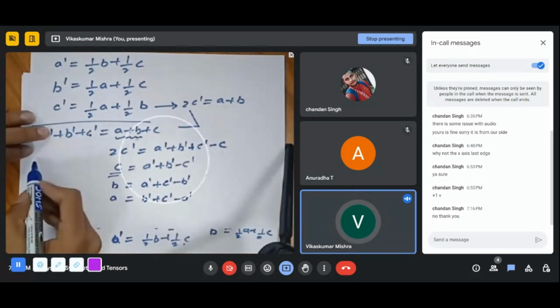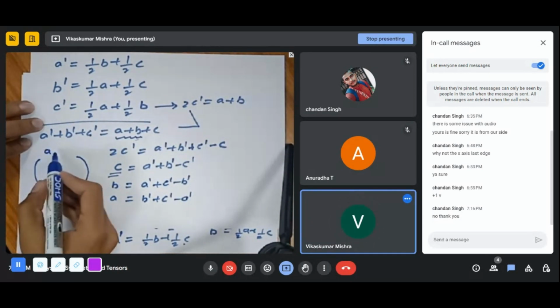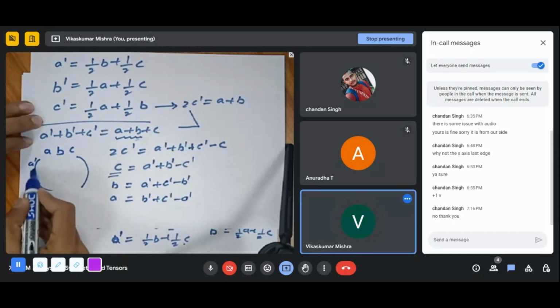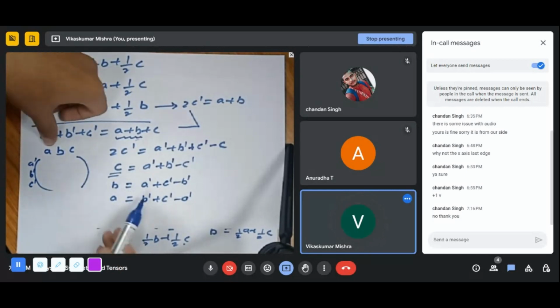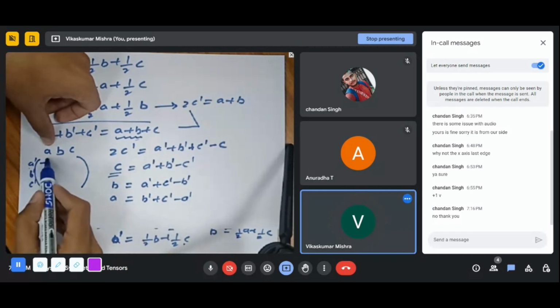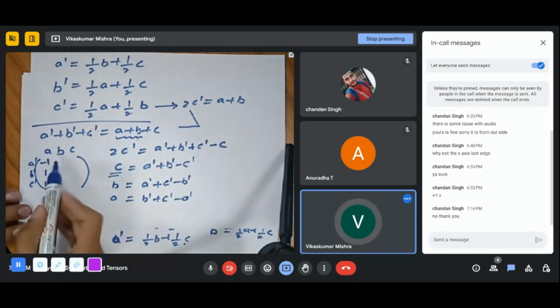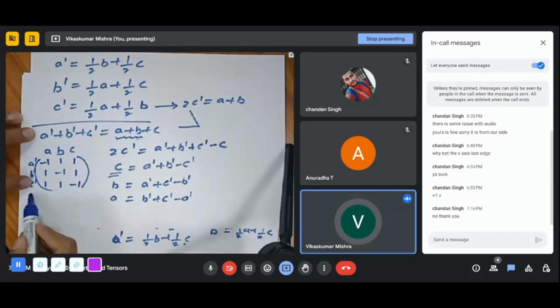Okay, so what we need to find is the coordinate transformation matrix, right? We need to find A, B and C in terms of A prime, B prime, C prime. We have already done it, we'll just write it. So for A, with respect to A prime, we know minus 1 is associated with it. For A with B prime, we know it is 1. And for A with C prime, it is 1. In a similar manner, doing that, we will get 1, minus 1, 1. For C, we'll get 1, 1, minus 1. And this is our coordinate transformation matrix.